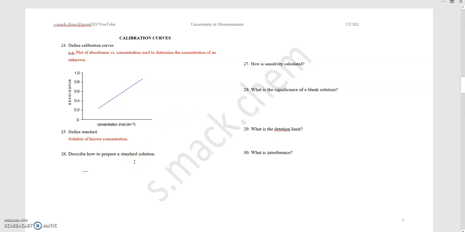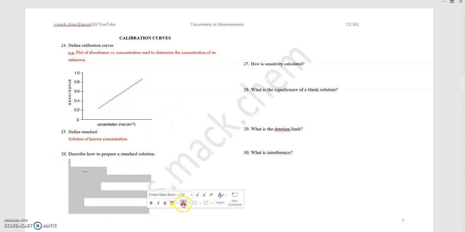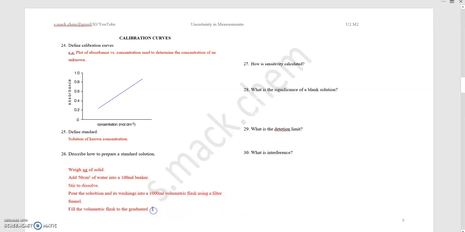We're going to pause to look at how you prepare a standard solution, which is needed for plotting a calibration curve. So you are given your analyte. You're going to weigh X grams of your analyte. It can be 1 gram, 2 grams. You're going to go with X grams here.